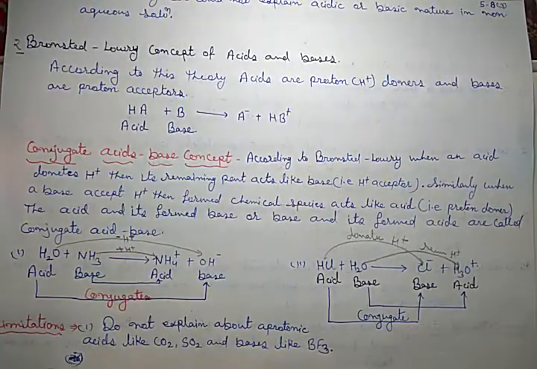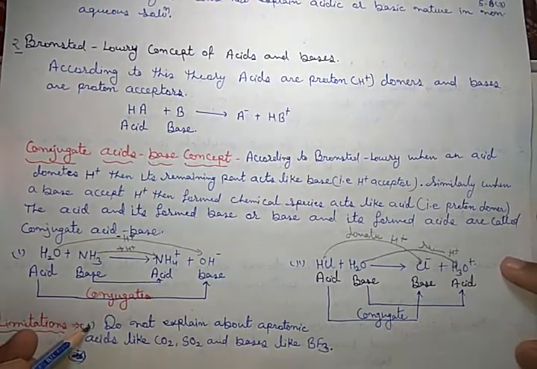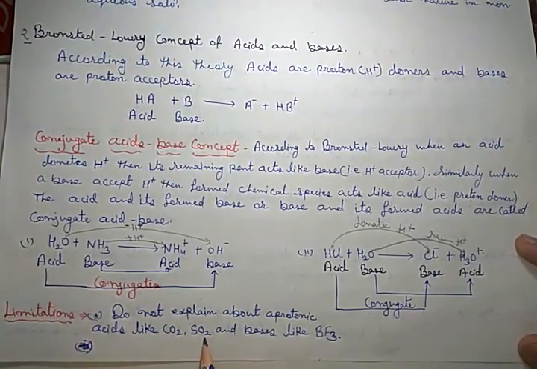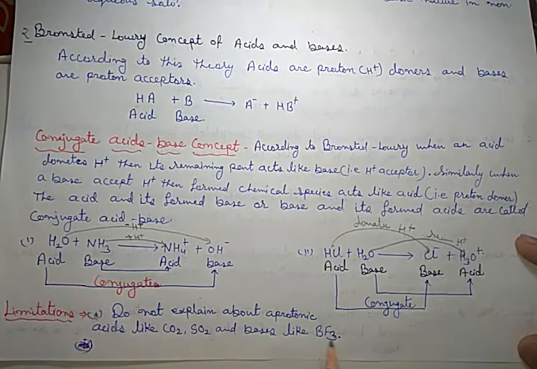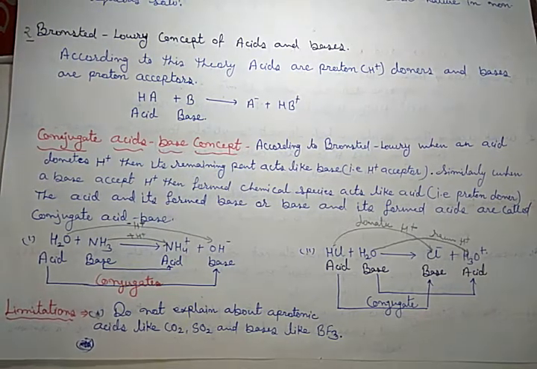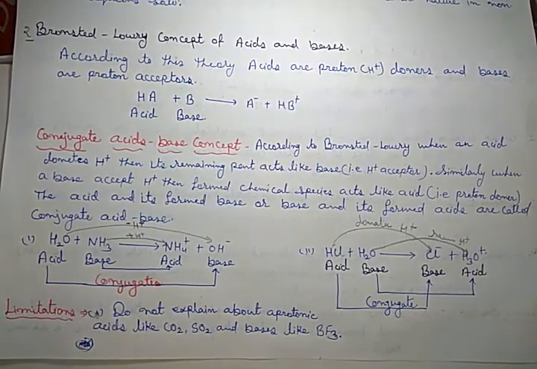Now the limitation. It has one limitation: it does not explain aprotic acids like CO2, SO2, or bases like BF3. That means those chemicals which do not donate H plus ions, or which do not receive H plus ions, how they are acids and bases could not be explained by this theory.